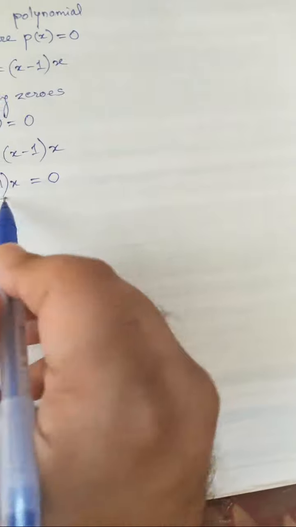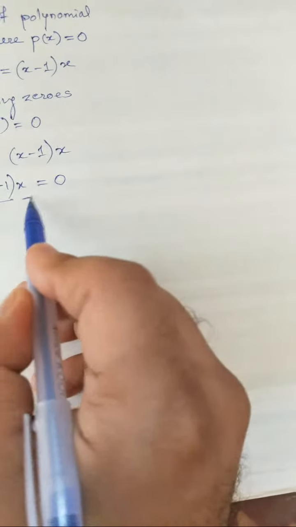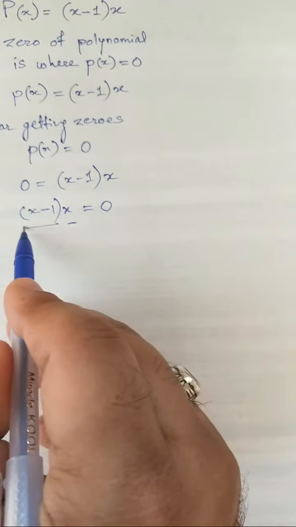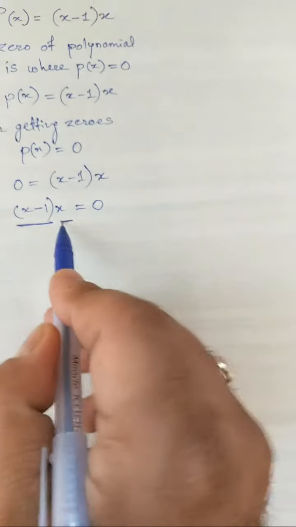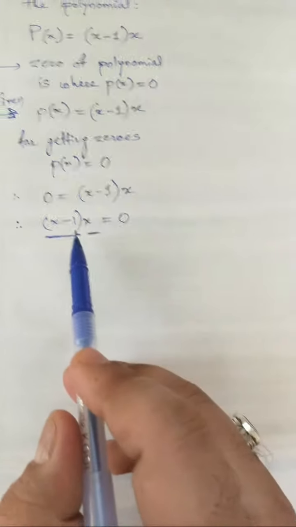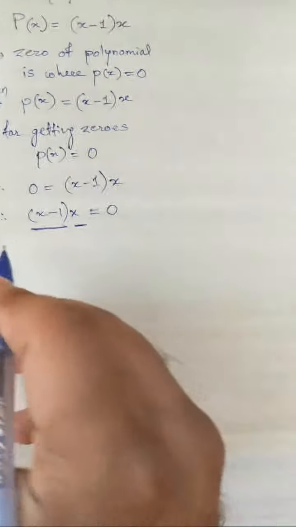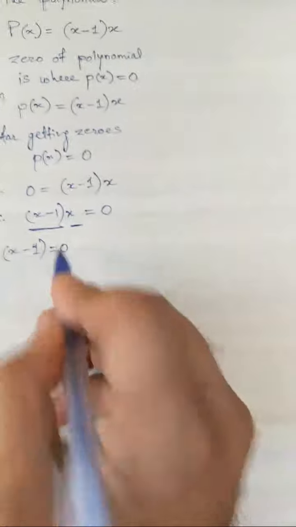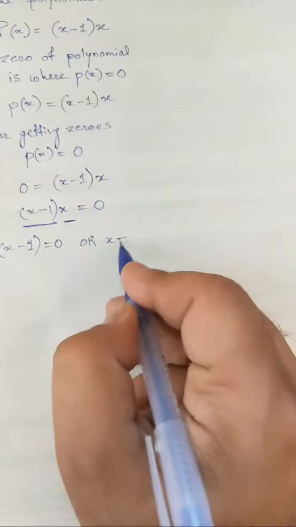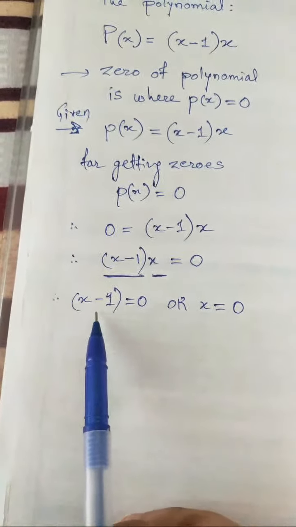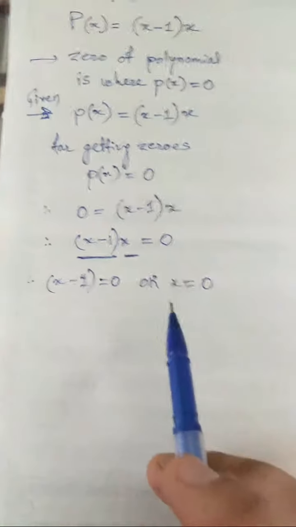Okay. Now you have two terms here. Actually it is one term, but it is in multiplication form of two terms. Which two terms? The first term is x - 1 and the other term is x. Both of them are in multiplication, which is equal to 0. Now when the product of two terms is equal to 0, we can say that either x - 1 is equal to 0, means the first term is equal to 0, or the second term is equal to 0. Because when the product of two terms is equal to 0, either the first term is equal to 0 or the second term is equal to 0.